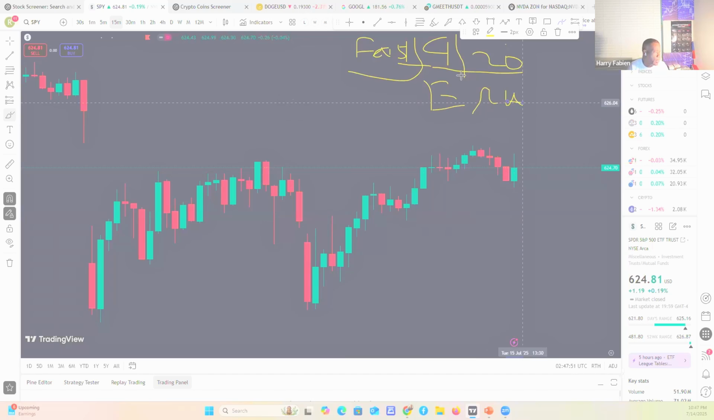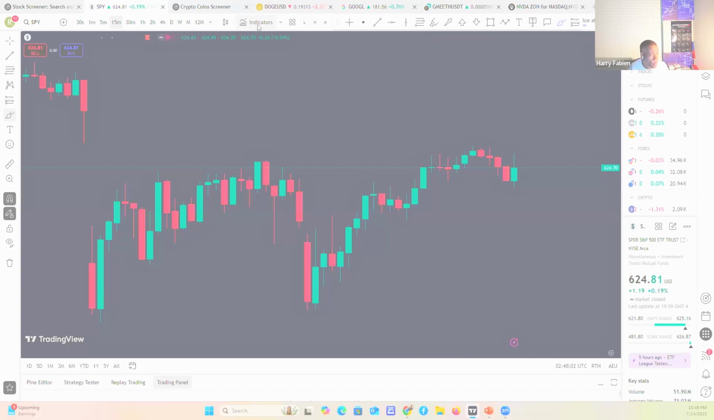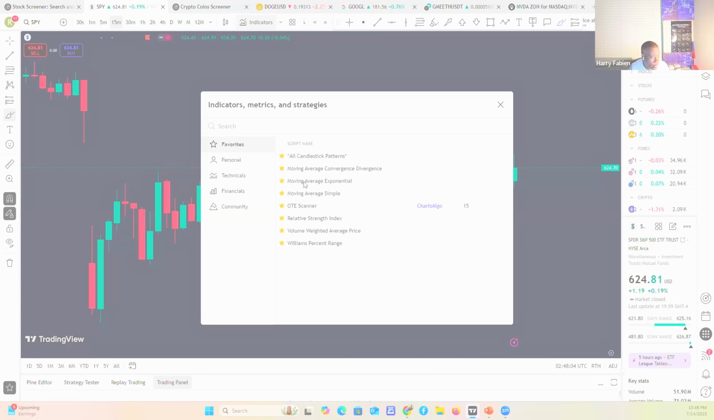So how do you add it? We're going to add the 9 and the 20 or the 21 for the EMA. What you do is go to your chart, click on indicators, and look for the exponential moving average. You'll see there are two. This one, the moving average exponential, is the faster one.